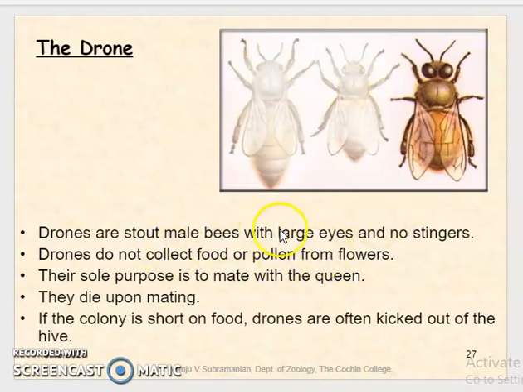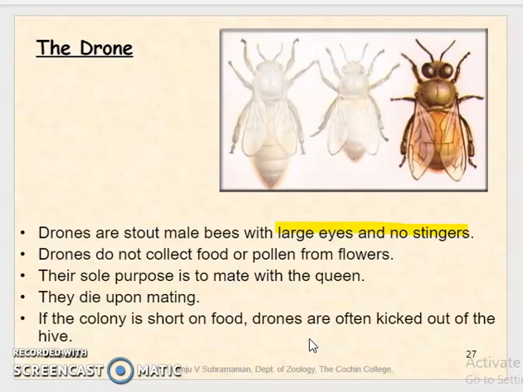So the next is about the drone, and the drones are the stout male bees with large eyes and no stinging apparatus or stingers. The drones do not collect food or pollen from the flowers, and their sole purpose is to mate with the queen. They die upon mating. And once they are kicked out of the hive, drones will be kicked out from the hive.